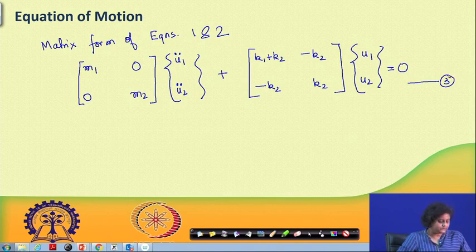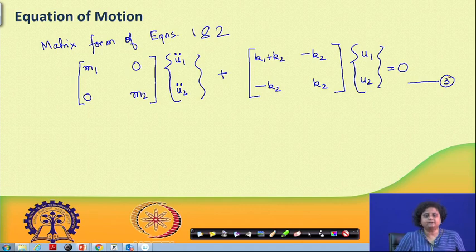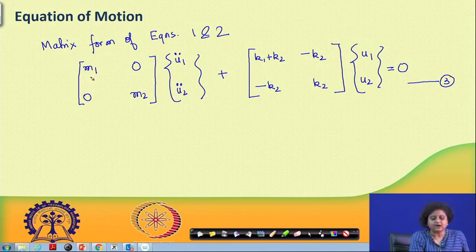What I have done here is a very simple exercise. I have just taken the two equations and written them in matrix form. This is nothing but M1 U1 double dot plus (K1 plus K2) U1 minus K2 U2, that is equation 1, and then M2 U2 double dot minus K2 U1 plus K2 U2 equals to 0, that was my equation 2.